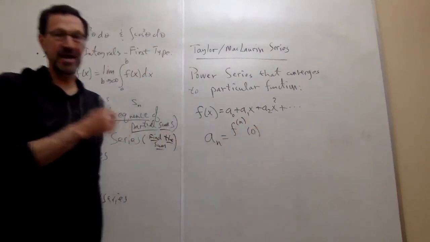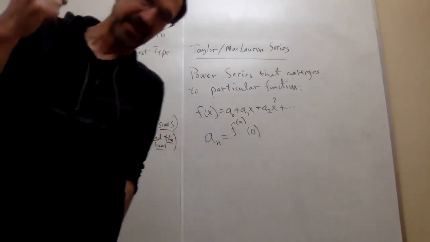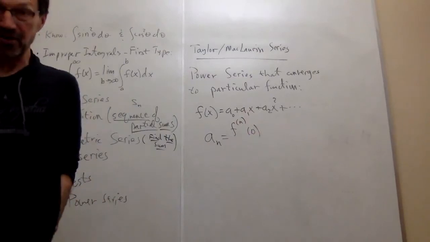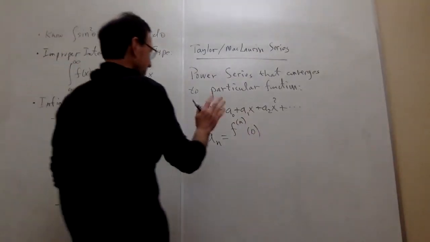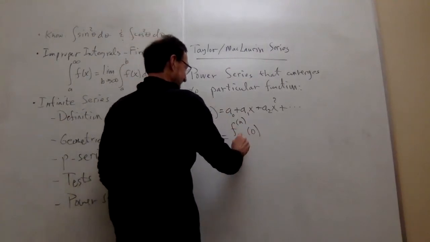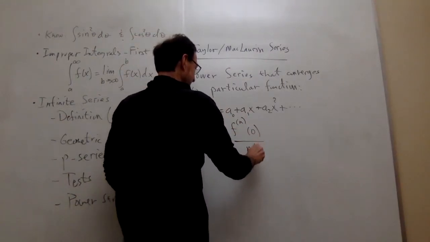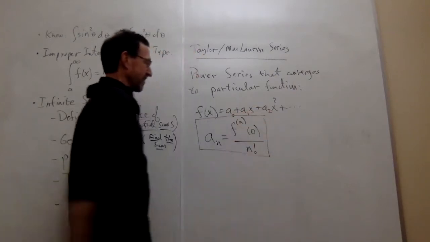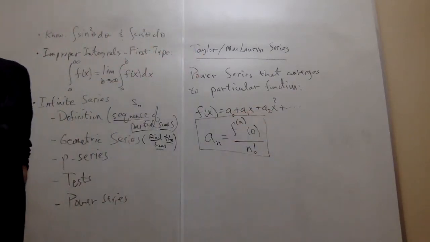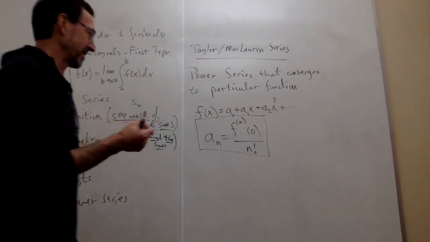I need to find the nth derivative. And I'm going to focus on 0. That makes it a Maclaurin series. If it's not at 0, it's a Taylor series, but we'll start with Maclaurin and divide by n factorial. So that's our formula for constructing Maclaurin series. The coefficients have to have that pattern.